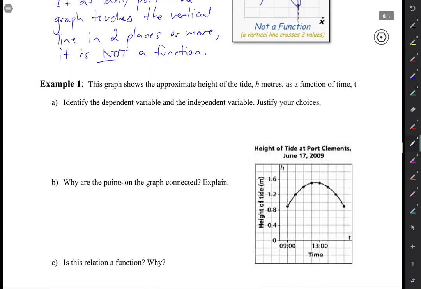So in example 1, it says this graph shows the approximate height of the tide, h meters, as a function of time. So we have time over here, and then the height of the tide over there. Identify the dependent variable and the independent variable.